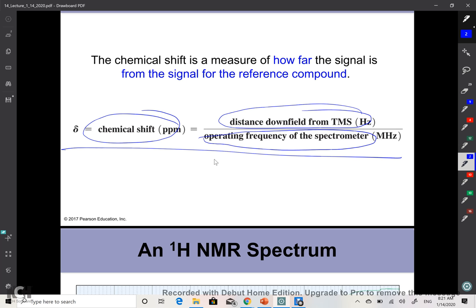Why is this important? Why is this chemical shift important? Because the value of the chemical shift does not depend on the frequency of the instrument. Does that make sense? So the value of the chemical shift does not depend on the frequency of your instrument. So if you have a proton that has a chemical shift of 4.2 part per million in a 60 megahertz instrument, that same proton will also have a chemical shift of 4.2 part per million in a 1000 megahertz instrument. Does that make sense? So the chemical shift value doesn't change irrespective of the frequency of the instrument. Does that make sense, guys? So that's what we refer to as the chemical shift.